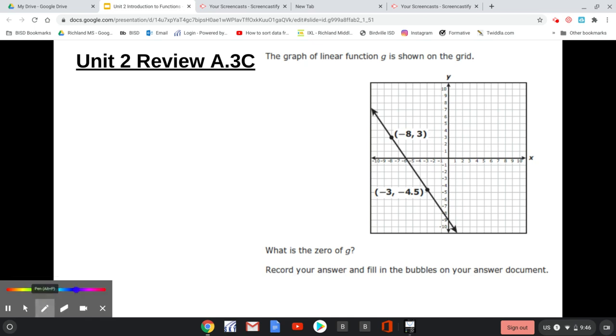Okay, what is the 0 of G? Well, hopefully you remember that the 0 is your x-intercept.